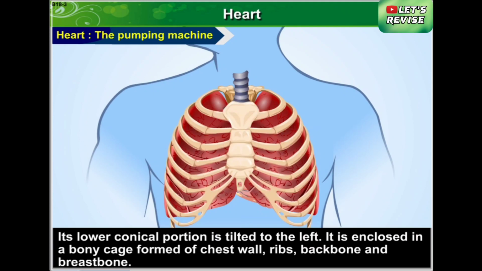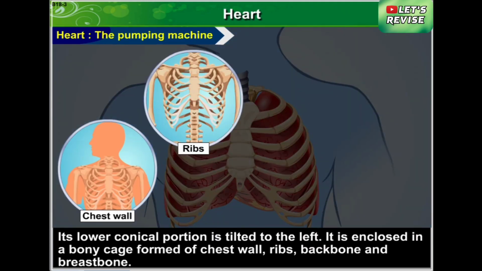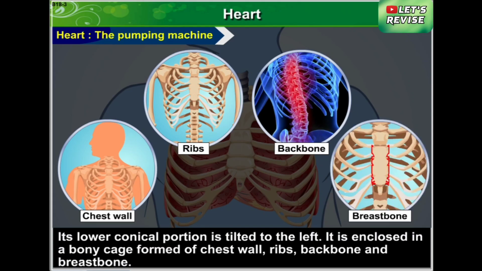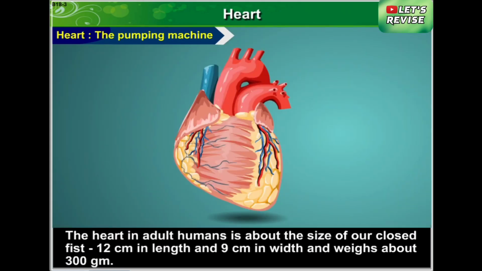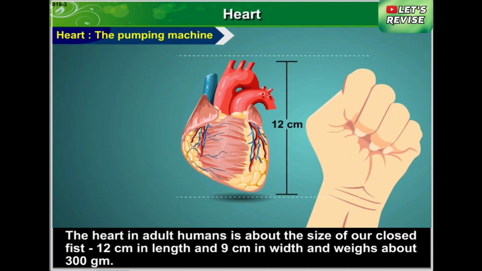It is enclosed in a bony cage formed of chest wall, ribs, backbone, and breastbone. The heart in adult humans is about the size of a closed fist, 12 cm in length and 9 cm in width, and weighs about 300 grams.